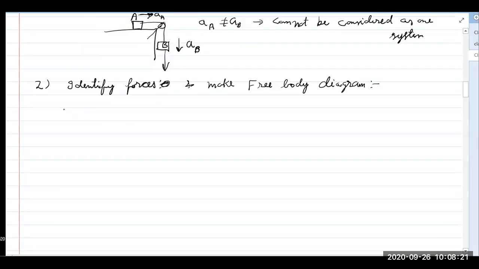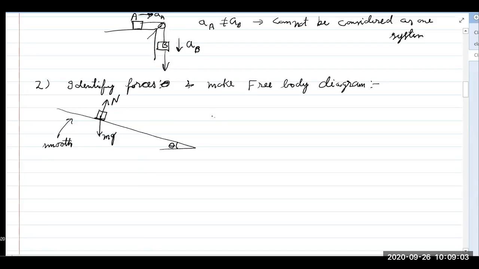Suppose I have an incline and an object is kept on it. What are the different forces acting on it? Suppose this inclination is theta. First force is mg. Second force is, since it is in contact with the surface, there will be a normal force. If the surface is rough and the object is trying to slide down, there will be friction in the upward direction. If the surface is smooth, only these two forces will be there. So let us assume smooth for simplicity.